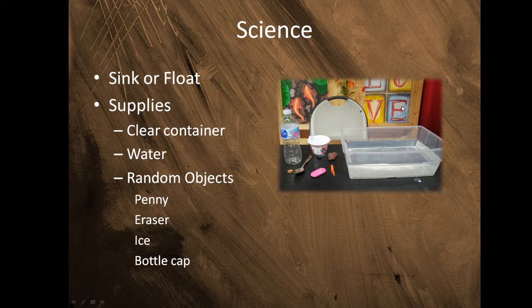In today's science lesson, we're going to see what sinks and what floats. You're going to need a clear container, water, and random objects like a penny or an eraser. I'm going to show you the stuff that I use.